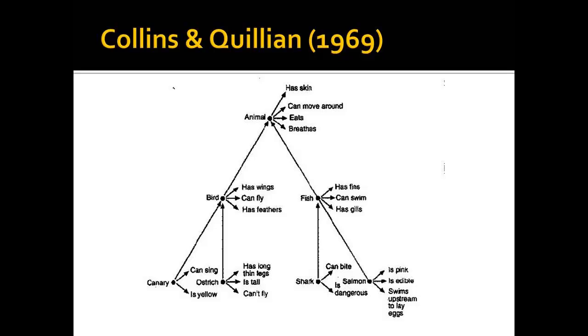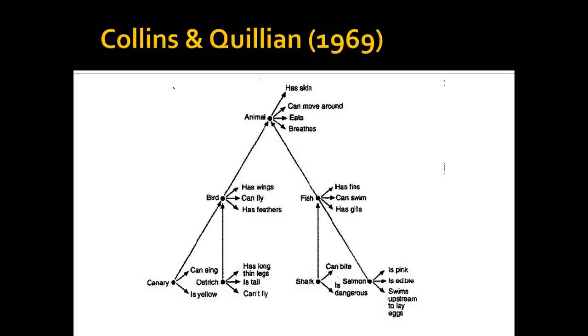Now, as you can see, the semantic network has a hierarchical structure. So if a concept like canary belongs to the category bird, it also belongs to the category animal. There is also the principle of inheritance. This means that a feature is only stored once in the network.